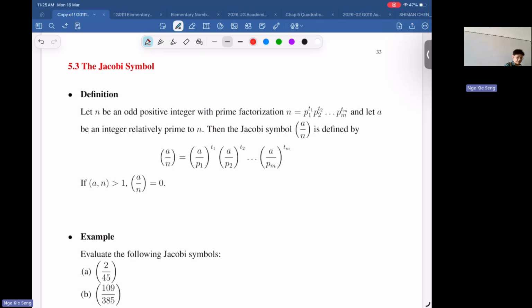So the Jacobi symbol of a over n is defined as the product: you just split it into the product of (a over p_i) to the power of e_i. That's it. If a and n have GCD greater than 1, then we just define it to be 0. It's the same case as the Legendre symbol, where we define it to be 0 whenever n divides a. So far it's like that.